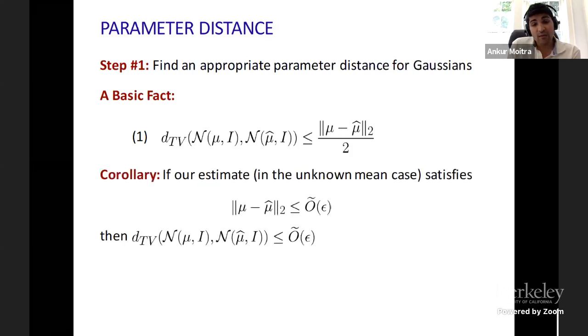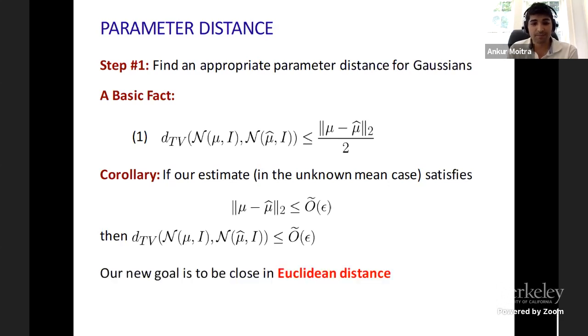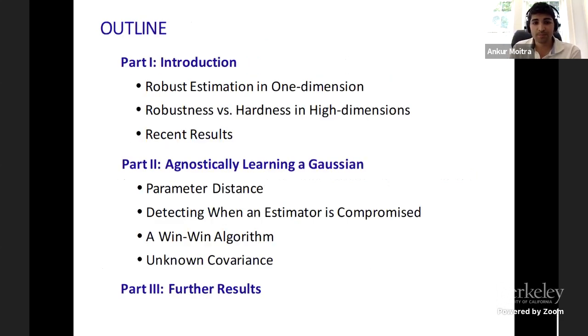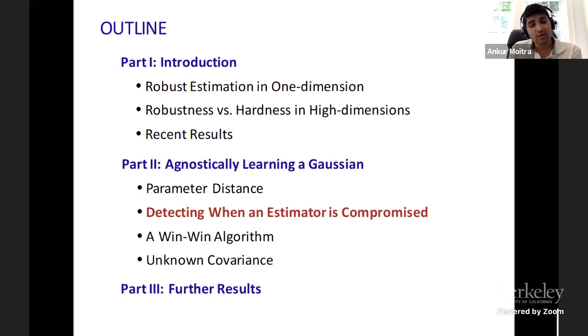But this means that we have a new way to formulate our problem. Our goal, in the case where we want to robustly estimate the unknown mean, is to output a mu hat that's O tilde of epsilon close in the Euclidean norm to the true unknown mean. So this is our goal. Now let me get to the meat of how exactly these things are going to work.